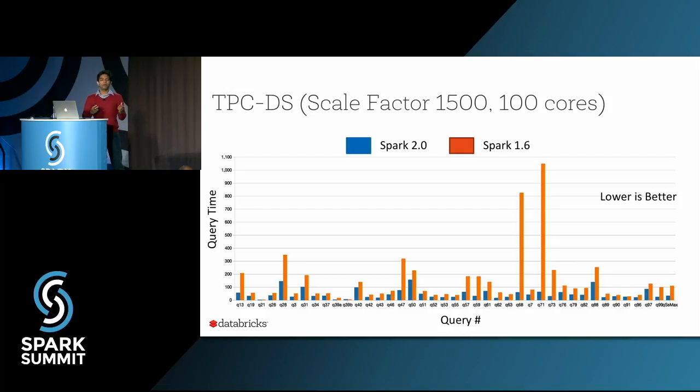And this again talks about how Spark 2.0 is roughly 2 to 3 times faster than Spark 1.6 and previous releases. So the x-axis here is the number of TPC-DS queries that we can execute in Spark 1.6. And the y-axis here is the query time. So each pair in this graph actually represents a query execution in 1.6 and 2.0.